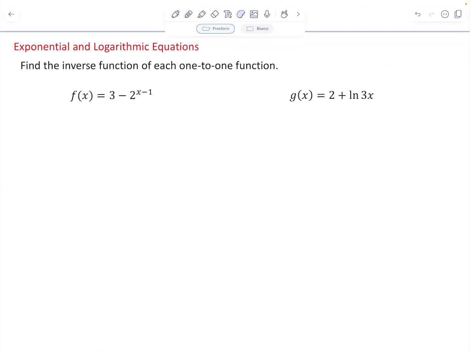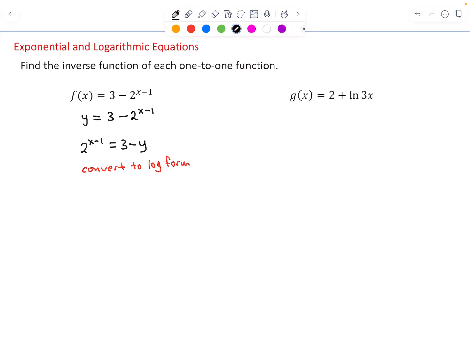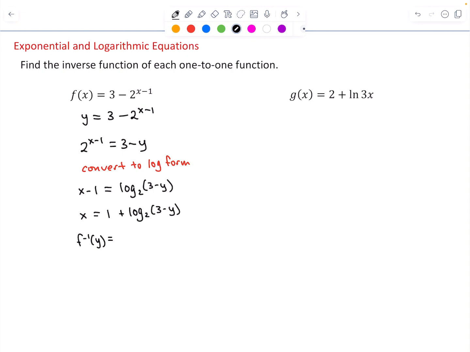Find the inverse function of each one-to-one function. F of x is a one-to-one function. We'll confirm that visually in just a moment, but to find the inverse, I'd begin by changing f of x to y, and then I begin the process of solving this for x. I'm going to add this term from the right to the left side and subtract y from left to right side. That gives me 2 to the x minus 1 is equal to 3 minus y, and now I will convert to log form. So we know that the exponent, x minus 1, will be equal to log base 2, and its argument will be 3 minus y. And now we just have to add 1 to both sides to get x isolated. This is our inverse function using y as the input variable.